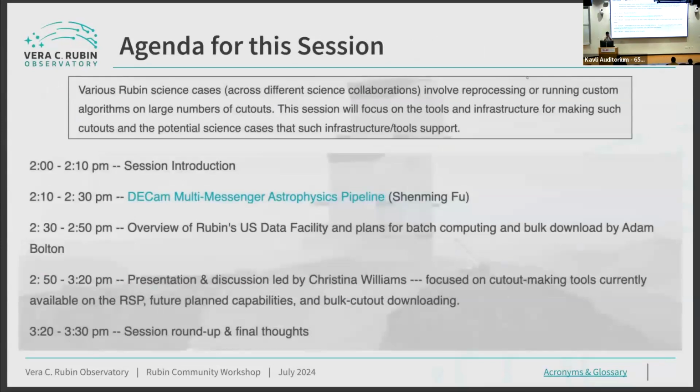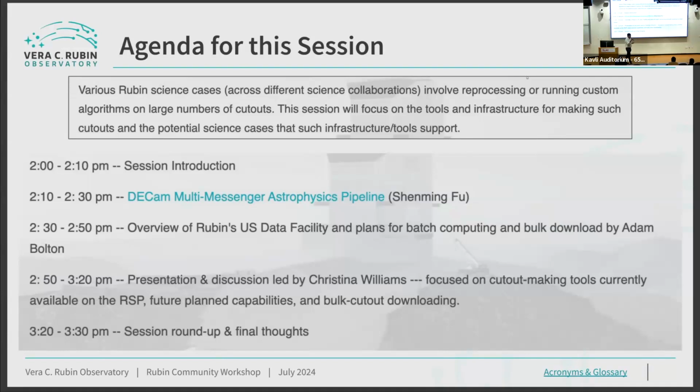So this session was primarily born out of this initial discussion that we had at the Informatics and Statistics Science Collaboration meeting a few months back that Adam and I were talking about. And the basic idea is that various Rubin science cases involve processing or reprocessing some part of imaging data. And hopefully through this session, we'll have some idea about how, as potential users of Rubin, you can go about doing that.